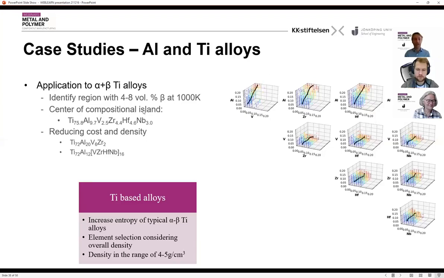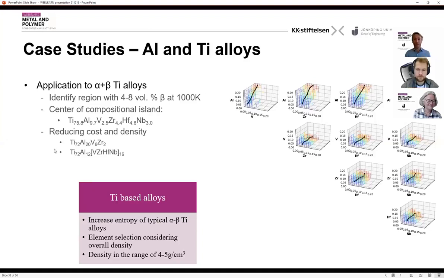And when we took this approach, we found the center of compositional islands with about 4 to 8% beta sitting at this titanium 76, aluminium 10% ratio. We have produced a couple of the alloys from the study, and so far we've only got hardness results, and they are looking extremely promising. We still have to produce tensile samples to confirm that we have good formability with it as well.